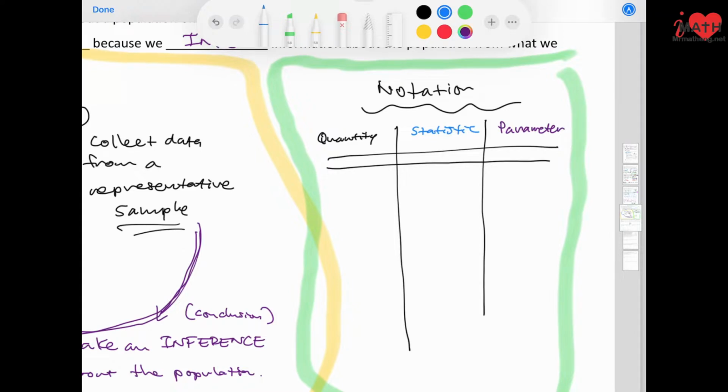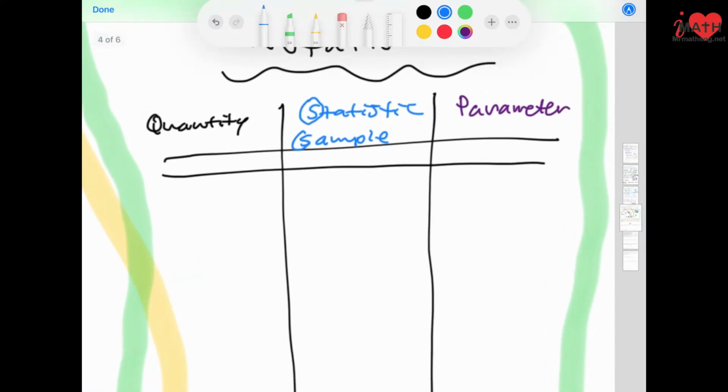Another word for a statistic is taken from a sample. So hopefully you see the S's there. Statistic is from a sample. A parameter is from the P, population, like data taken from the population.